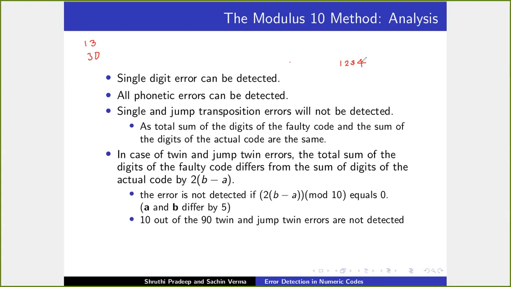Two digits will be changed, so this also will not be detected using the earlier method. Why? Can you give one example? Let us take a 4-digit number. The first 3 digits are whatever they may be, and the last digit you add in such a way that the sum should be 0. You take some number like that, and you modify it. Create a twin error.